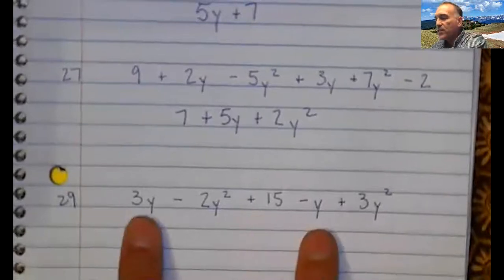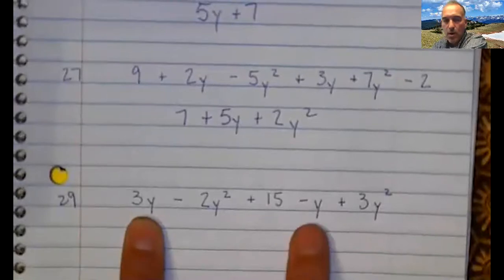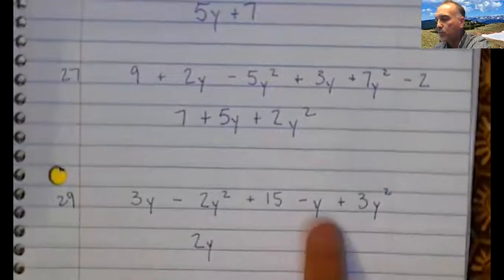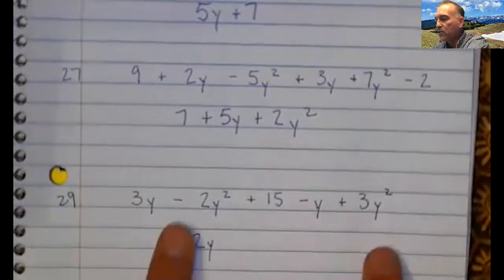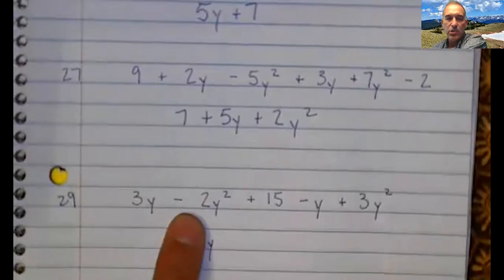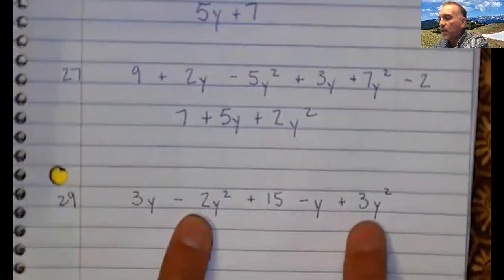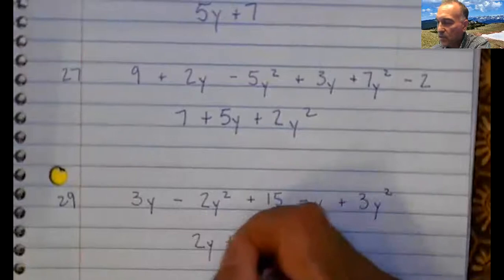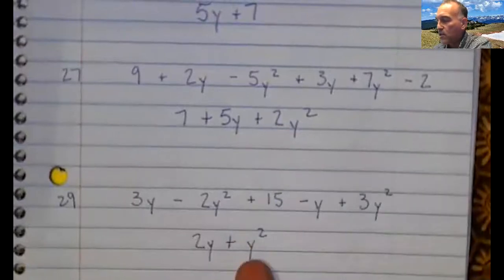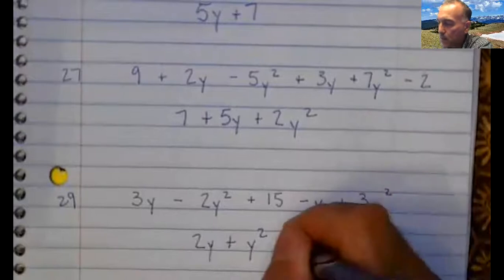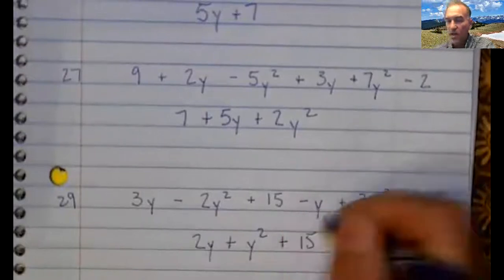Let's look at the y's. I see 3y minus 1y. That's 2y. 3 minus 1, 2. How about this other one? I see a minus 2y and I see a plus 3y. So that would leave me with 1y squared plus y squared. This is 1y, correct? Because there it is, 1. Here's 3 minus 2. I'd be left with 1 plus our 15.